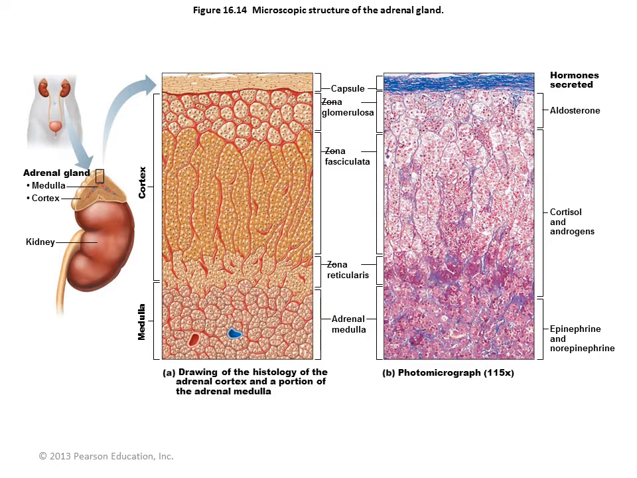corticosteroids. If you look at this cortex, there are 3 layers, as you've seen. Zona glomerulosa is the outer layer, which secretes the mineralocorticoids. Zona fasciculata secretes the glucocorticoids. Zona reticularis secretes the gonadocorticoids.